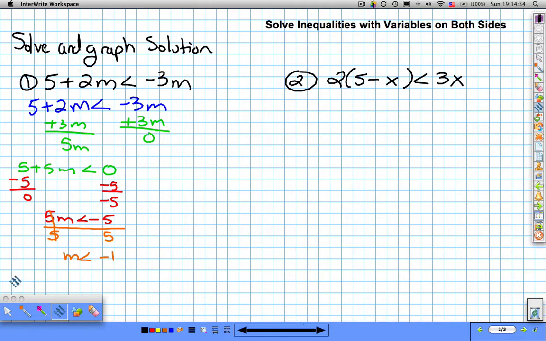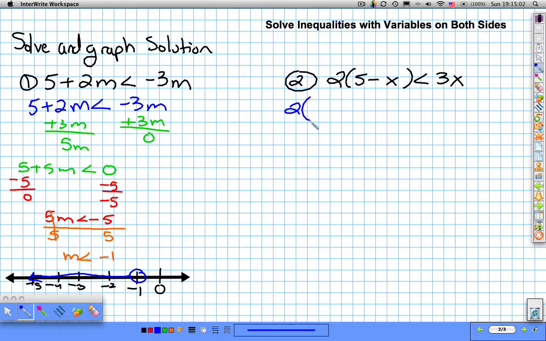So, go ahead and graph our solution. Now, m must be less than negative 1, so we'll start with 0. And since it's less than this negative number, that means it's going to just continue to keep getting more and more negative as it goes to the left. So, it's less than negative 1, so it's going to have an open circle on negative 1, and it's going to the left. Now, in our second problem here, we have our x on both sides.